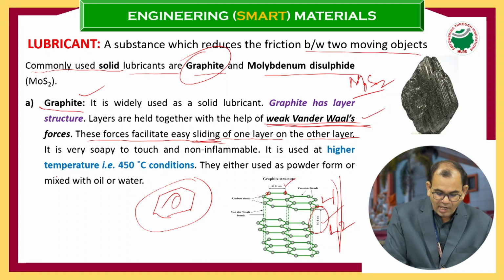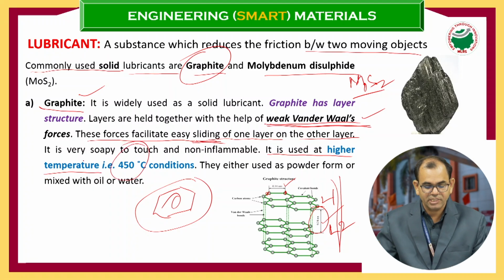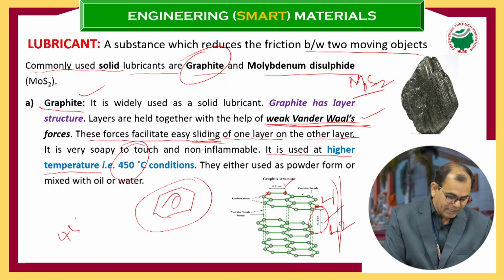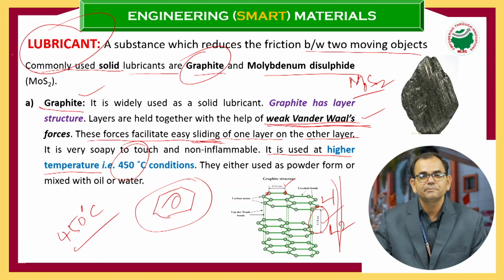Okay. And it is used at high temperature. What is that? 450 degrees centigrade. Such a high temperature. At such 450 degrees centigrade, our lubricant should be stable. It should not evaporate. Okay.